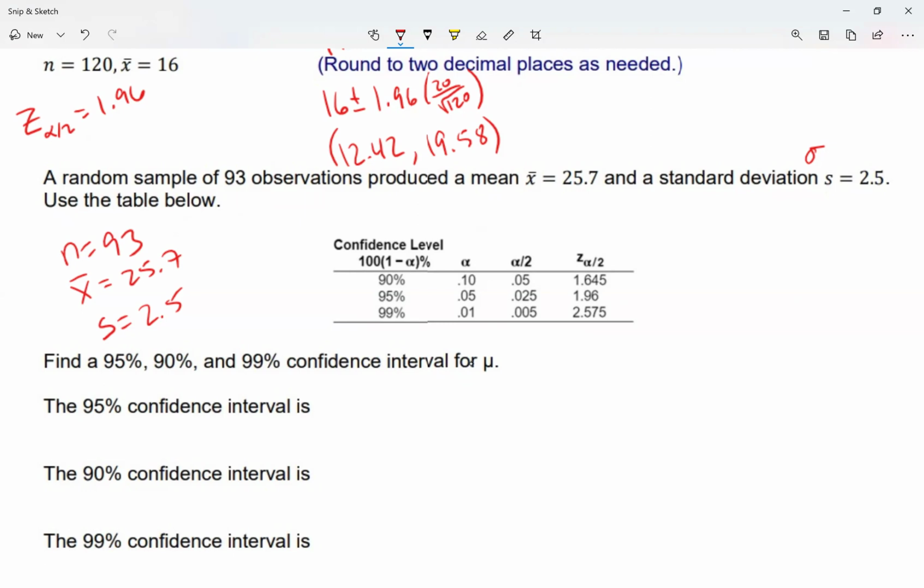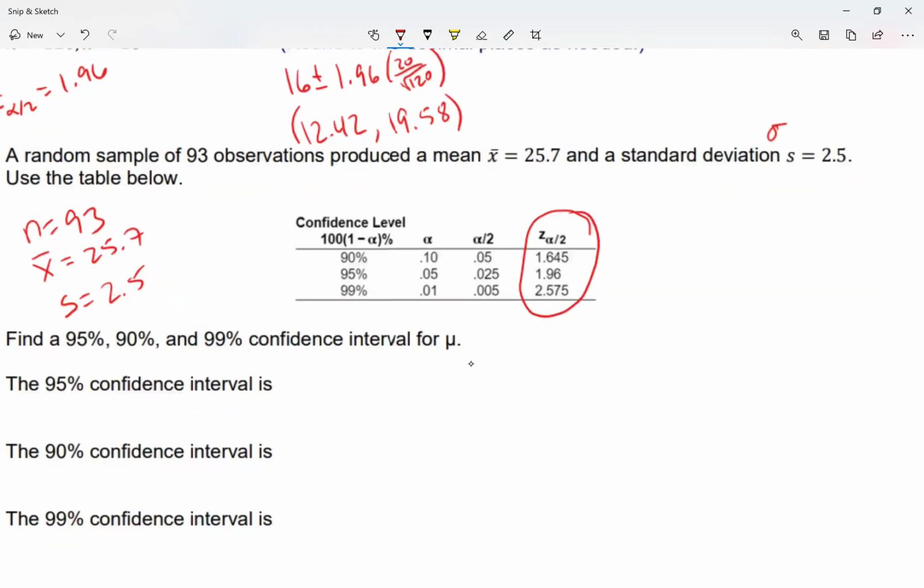Now I want you to find a 95%, a 90%, and a 99% confidence interval for mu. So the confidence interval for the population, even though the numbers that I gave you were from a sample. Those are the Z-scores I'm going to be using. For 90%, my Z-score is going to be 1.645. For a 95% interval, it is 1.96. For a 99% interval, it is 2.575.